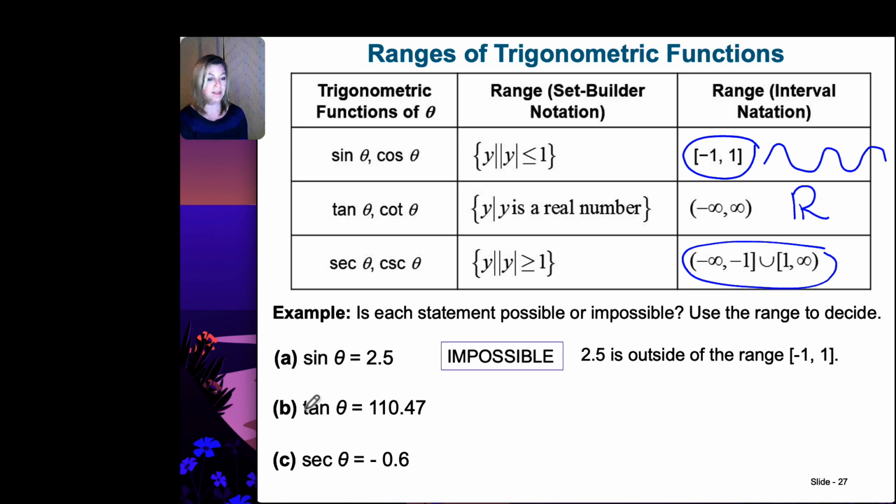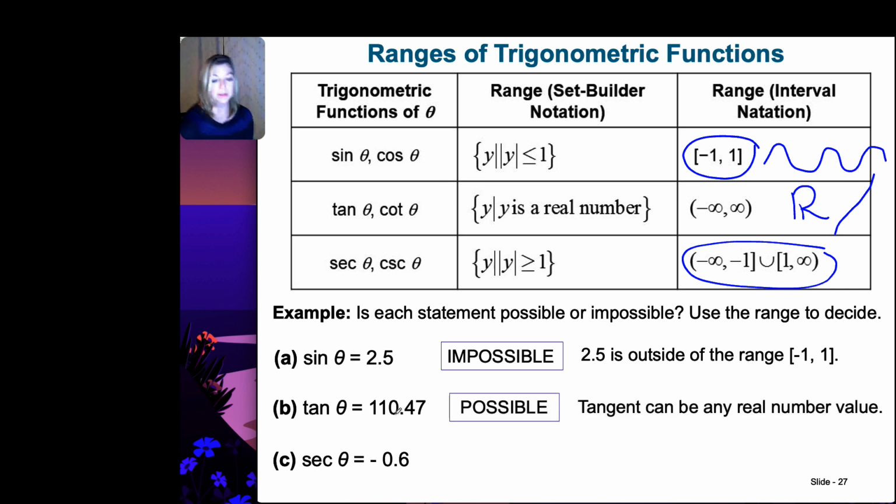All right, next one. Could tangent of theta be equal to 110.47? Well, we look at the range, and the range on tangent is all real numbers. It increases like this, if you recall. So yeah, there are no holes or gaps, so this could get to a height or a value of 110.47. It goes all the way up to some concept of infinity, so it can certainly get to 110.47. So we would say that this is possible. One justification would be tangent can be any real number value.